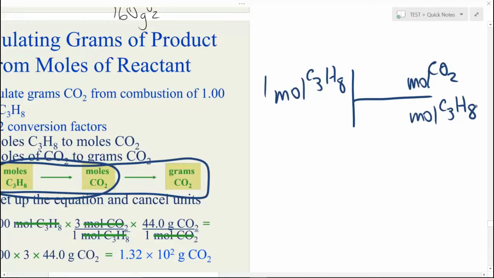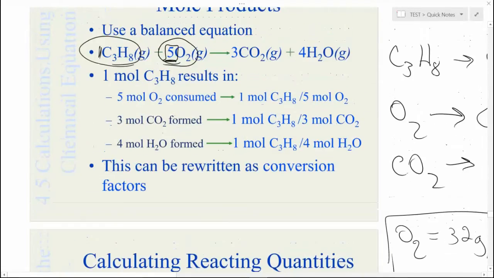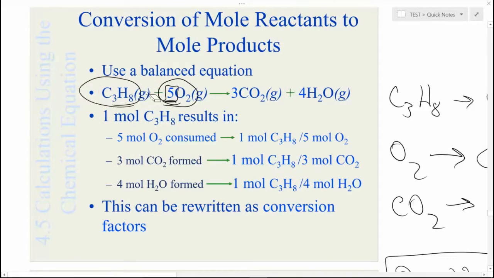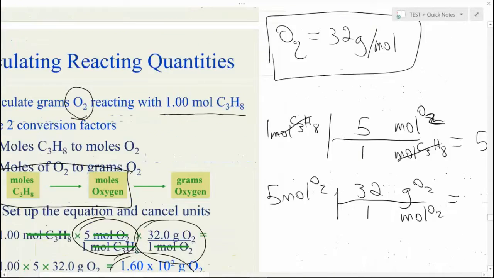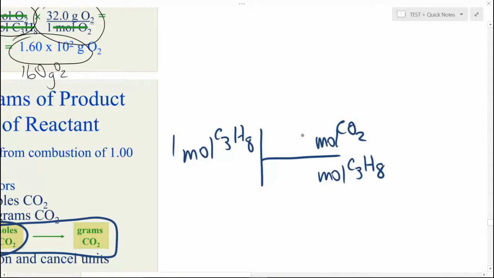Now, where does that relationship come from? It comes from the balanced chemical equation up here. So we need to look at the moles of C3H8, which are 1, and the moles of CO2, which are 3. So the moles of C3H8 are 1, and the moles of CO2 are 3. So we're going to produce 3 moles of carbon dioxide during this reaction.